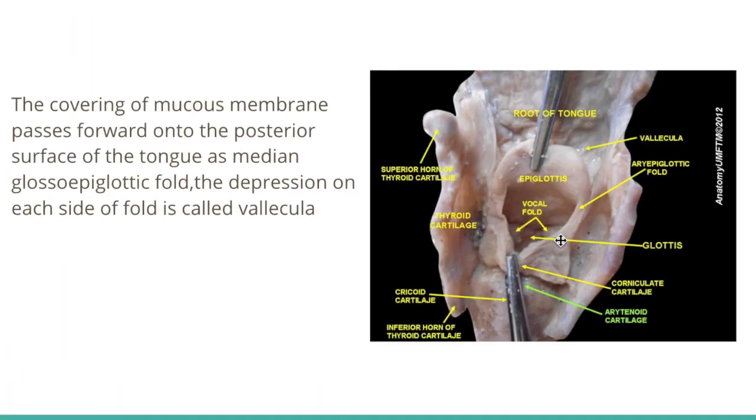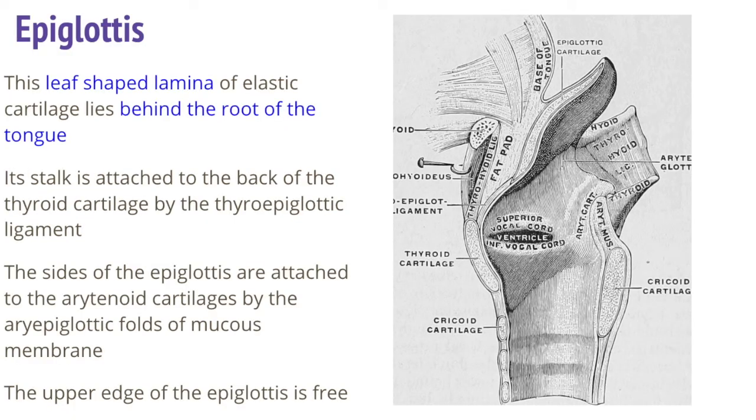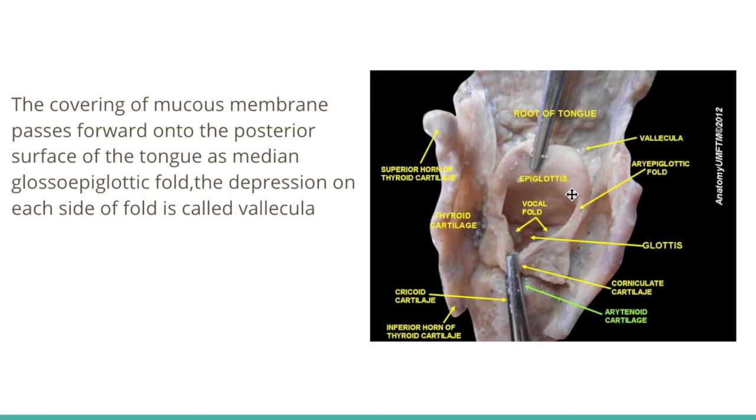So let me show you that here. This is the arytenoid cartilage and this is the epiglottis. So its sides are related to the arytenoid cartilage by the fold of mucous membrane, which is called the aryepiglottic fold. Okay. Now the upper edge of the epiglottis is free, as you can see here. However, the covering of the mucous membrane passes forward onto the posterior surface of the tongue as the median glossoepiglottic fold. And the depression on each side of the fold is called the valleculae. So, although the epiglottis is free superiorly, there is a covering of mucous membrane which passes forward and attaches it to the tongue, which is called the median glossoepiglottic fold. And on either side of it, the depression you see is the valleculae.